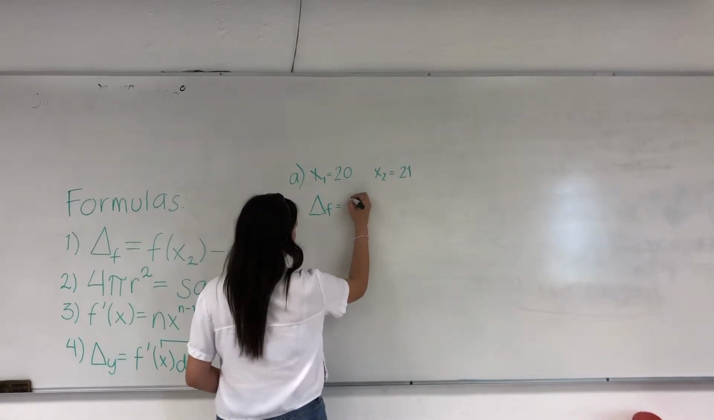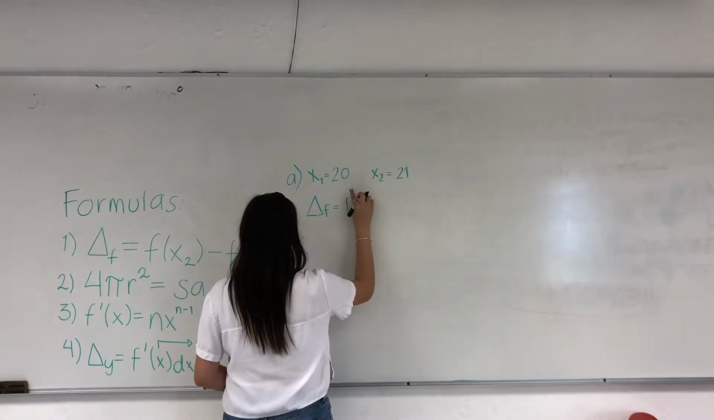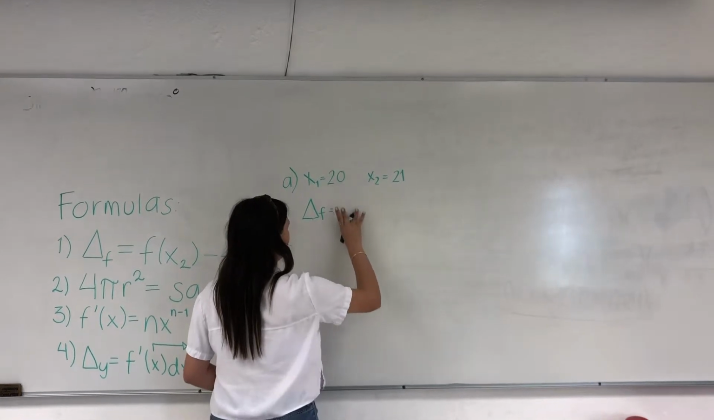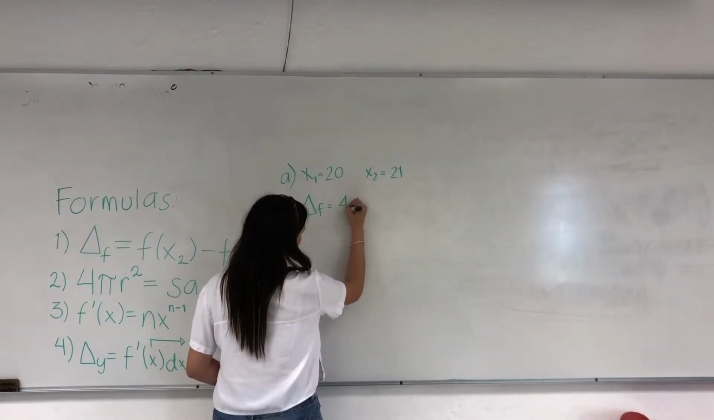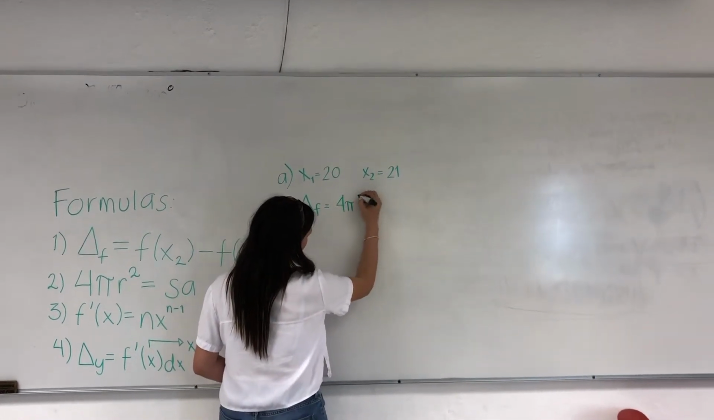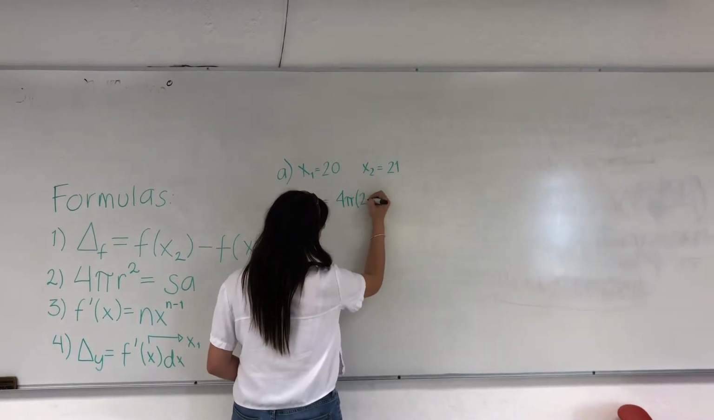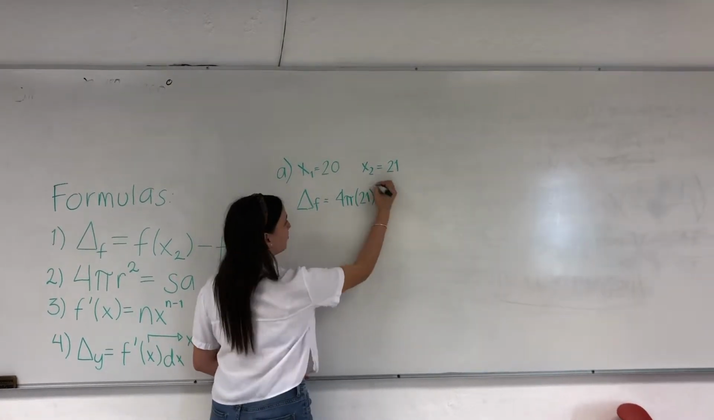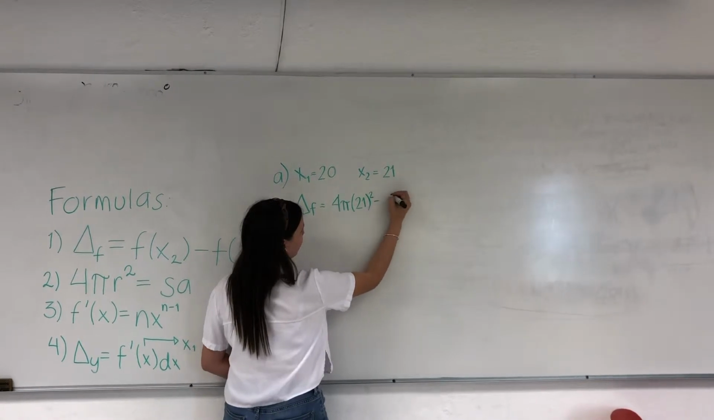So we can write 4 pi multiplied by 21 to the second power minus 4 pi multiplied by 20 to the second power.